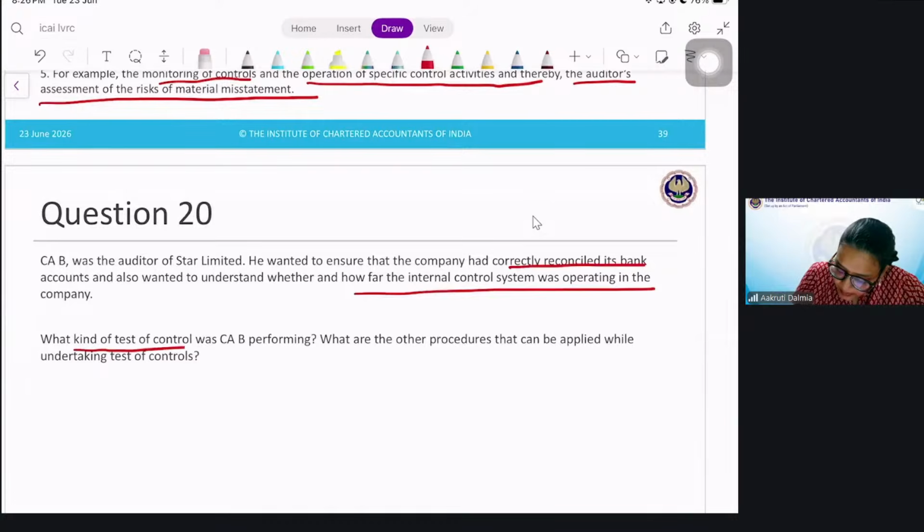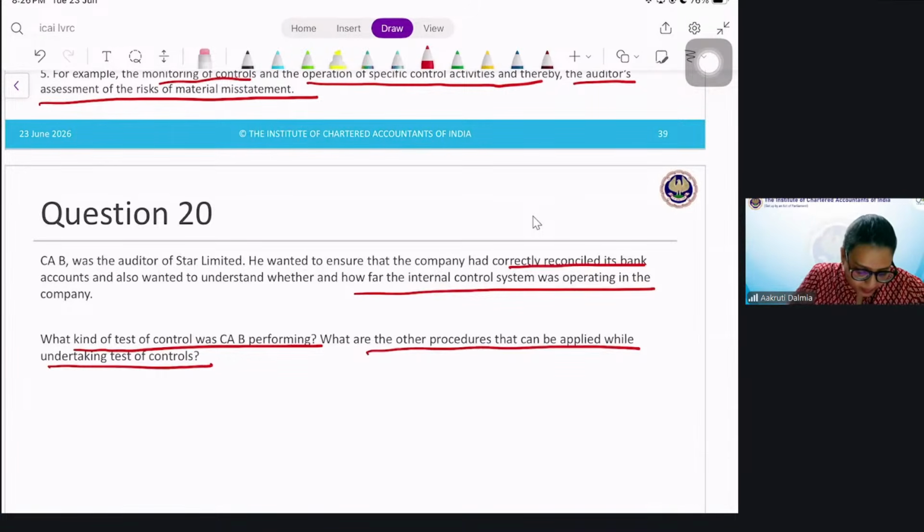What kind of test of control was B performing? What are the other procedures that can be applied while taking test of control? Okay.